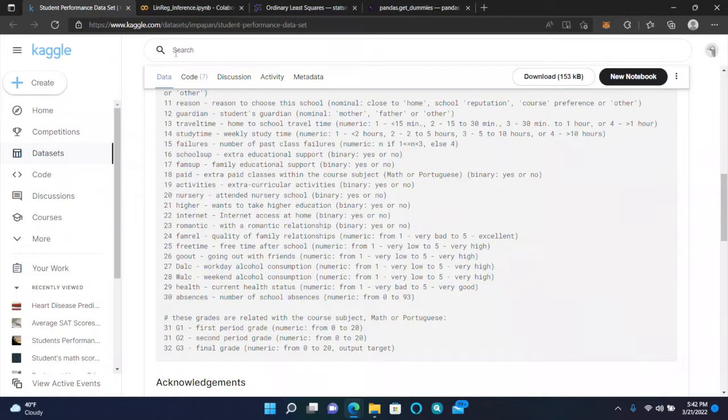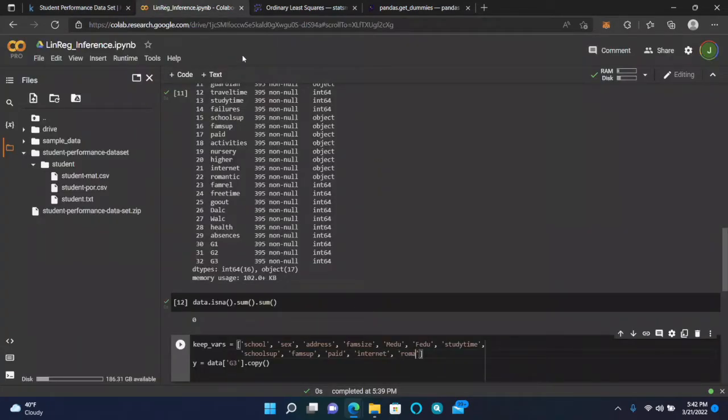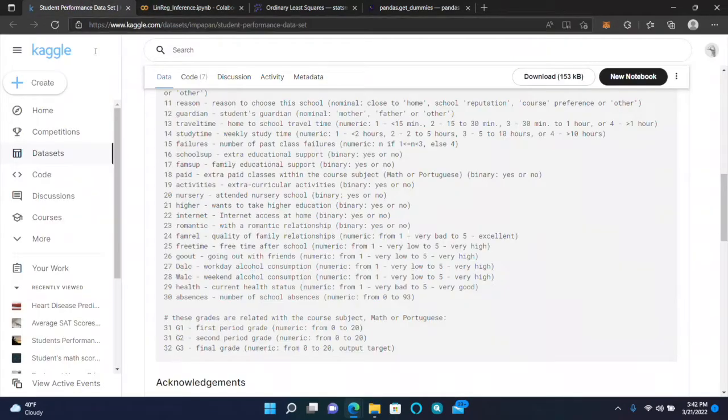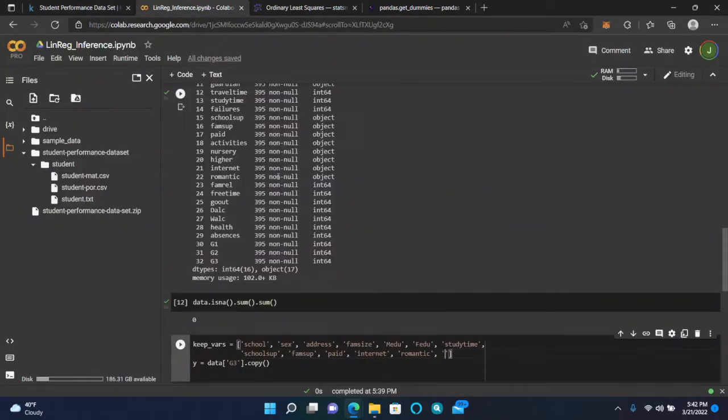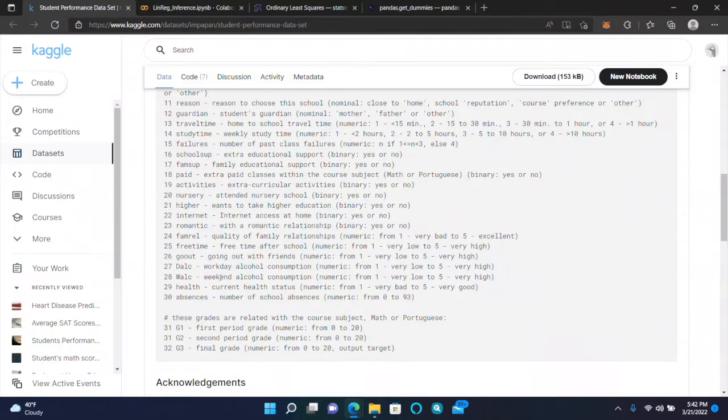All right, what have we got? Romantic relationships. I'm going to keep that one because I think that one's interesting, whether or not they're in a romantic relationship and how that affects their school performance. I want to keep free time and how often they go out as well. But the rest of these, how often they drink, I don't want to keep that. I think that's a weird one. And their health status, number of absences, I'm not going to keep those. And again, our only target that we're actually going to care about for this is their final G3 score.